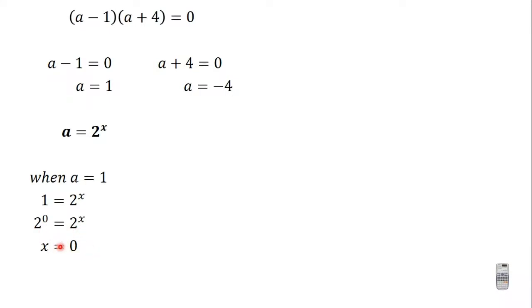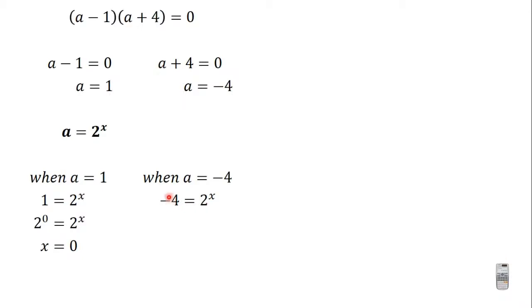So we have found x in the first instance and we have x to be 0. We are going to consider x for the second instance because a is both 1 and -4. We have found x for when a is 1, so let's find x for when a is -4. When a is -4, we will have -4 is equal to 2 exponent x.